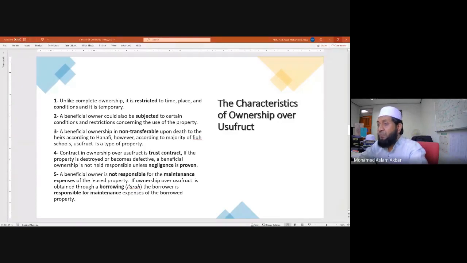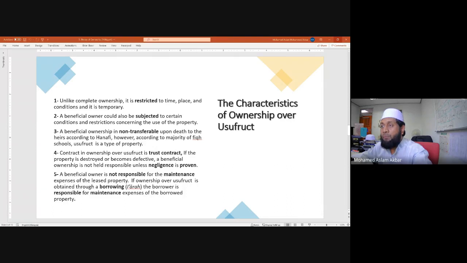So now there are a couple of characteristics for it. You can easily understand it because I have highlighted a few words in bold. The first one is that he is restricted to time, place and conditions, and it is temporary. Because when someone is asking for leasing or renting, definitely you will agree, okay, you can stay from this date to this date, or maybe from this month to this month. This is the time and this is the place. So this is all restricted.